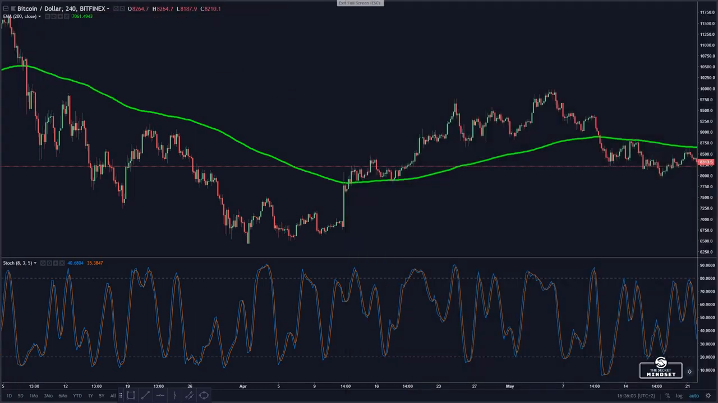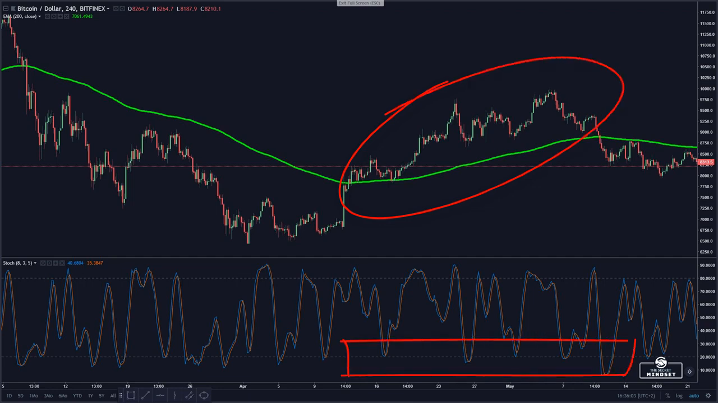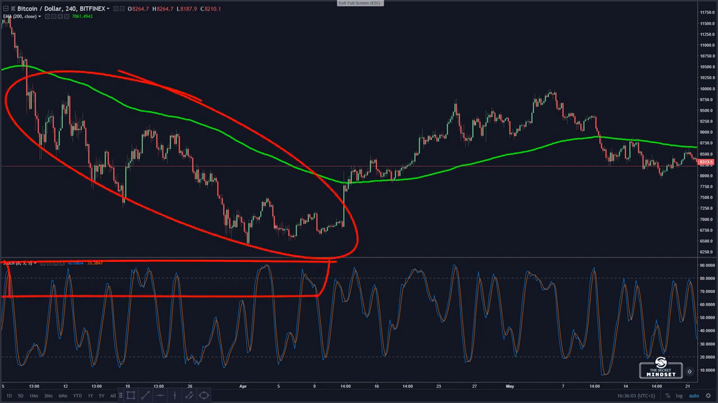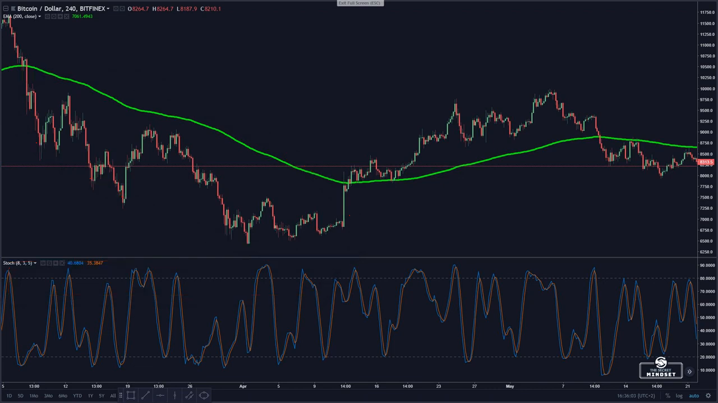We search for divergences between the stochastic indicator and the price only in the direction of the main trend indicated by the 200 EMA. If the price trades above the 200 EMA, we search for divergences on the lower side of the stochastic. And if the price trades below the 200 EMA, we search for divergences on the upper side of the stochastic. Very important, we are not interested in trading divergences that signal reversals, possible pullbacks, or counter-trend positions.